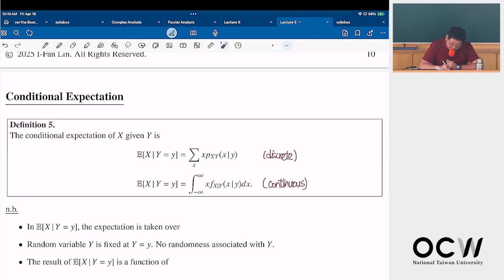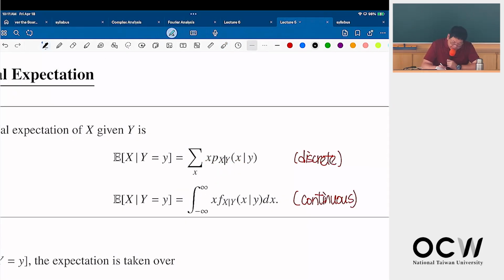So the expectation of x given y, and now this given y is fixed. For the discrete case, consider all possible outcomes times the corresponding weighting. That's the conditional expectation. For the continuous case, x given y equals y. That is also considering all possible outcomes times their corresponding weightings.